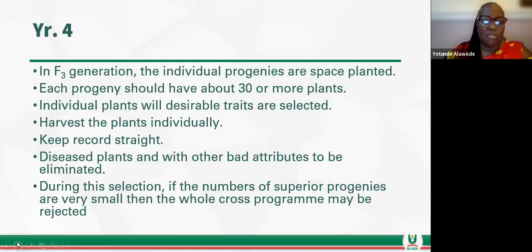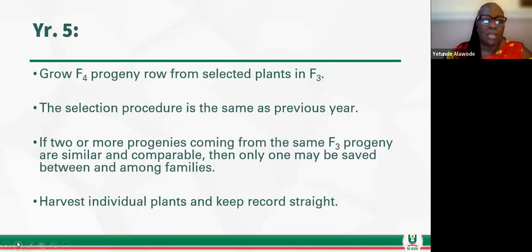And this is what is done in the fourth year. You self again to get your F3. And from the F3, each progeny should have like 30 or more plants. You harvest them individually, keep records, and then you remove the diseased ones. You keep selecting for the superior ones. Leave the superior ones, remove all the ones that are not good. You eliminate them. And year 5, you self again. So this breeding program is more about selfing.